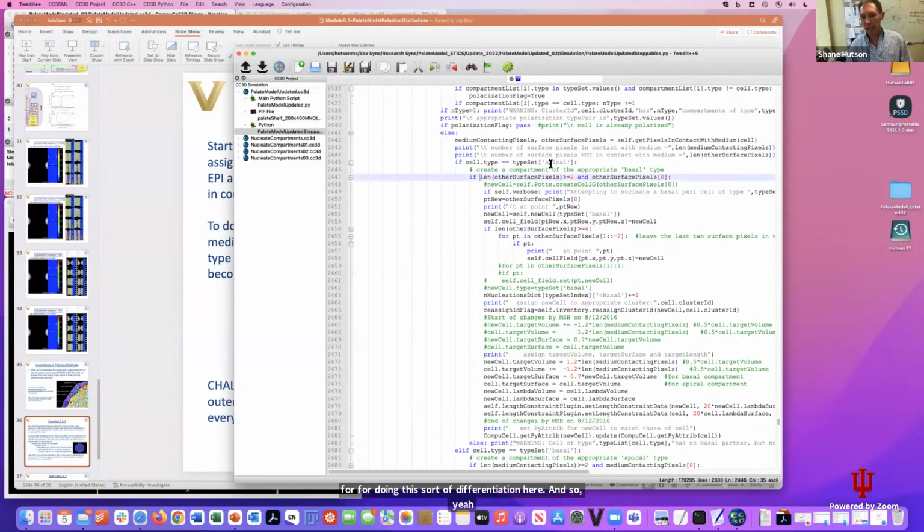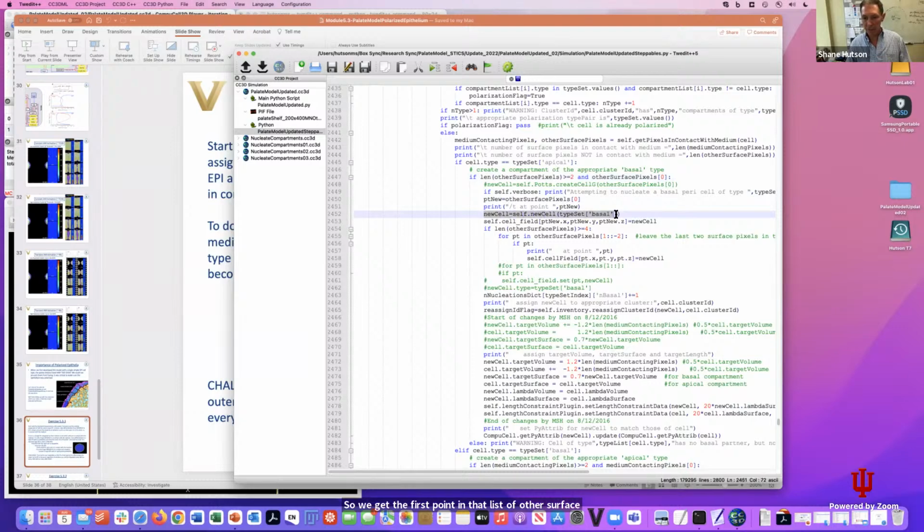And so if we're checking an apical and we want to create a basal, we want to create it then on the mesenchymal side of the apical compartment. So we're going to check whether the length of the list of other surface pixels is greater than or equal to 2. We want there to be enough surface pixels that we can create something there. And if it is, then we're going to try to nucleate a basal cell using some of those other surface pixels. So we get the first point in that list of other surface pixels.